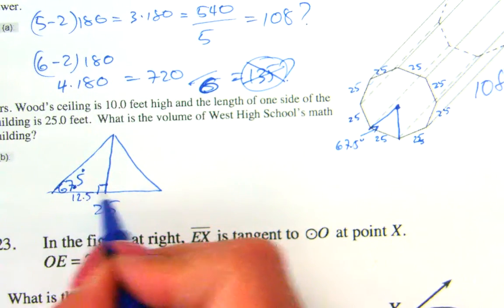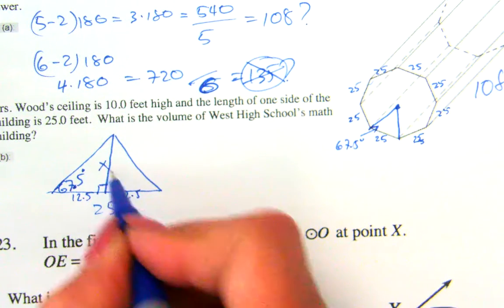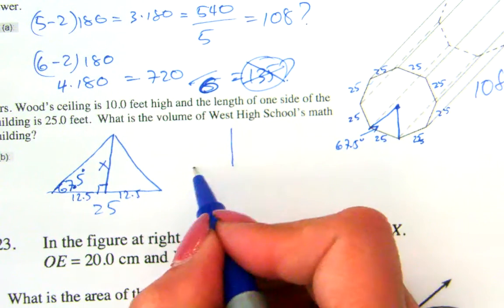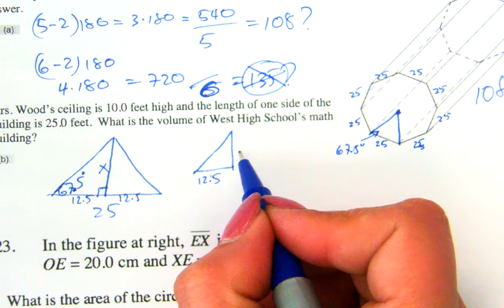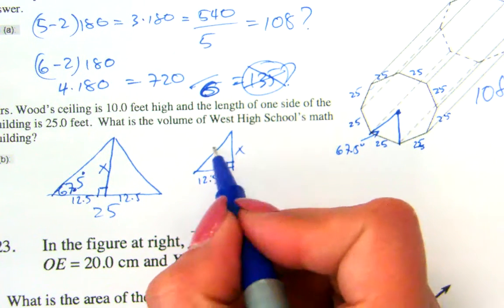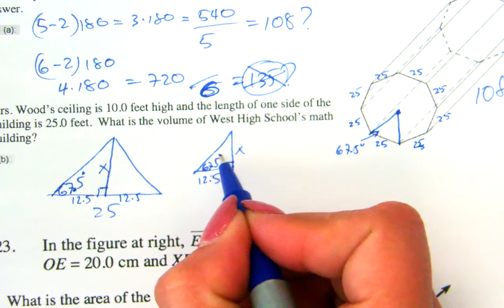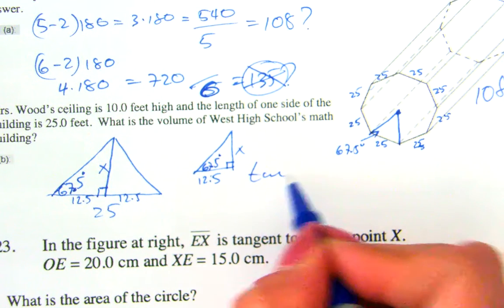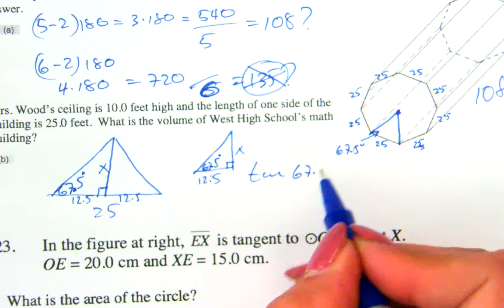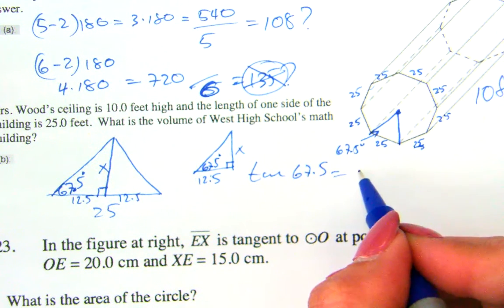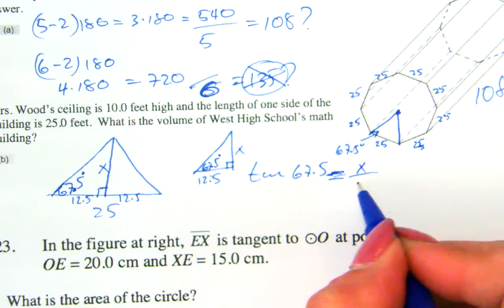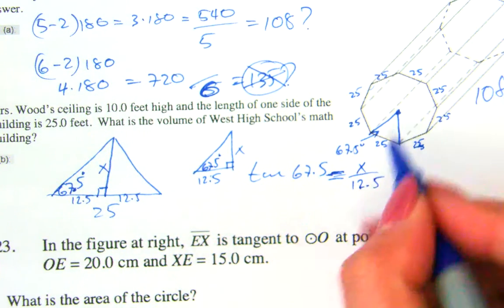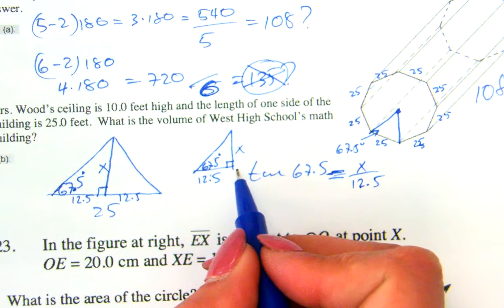So I get 12.5, 12.5. I need to find the height. So this is going to be 12.5. Find the height, whatever x is, and this is 67.5 degrees. You need to use tangent, I'm going to tell you right now. And your setup should be opposite over adjacent: x over 12.5. And you should be able to get the height of the triangle.